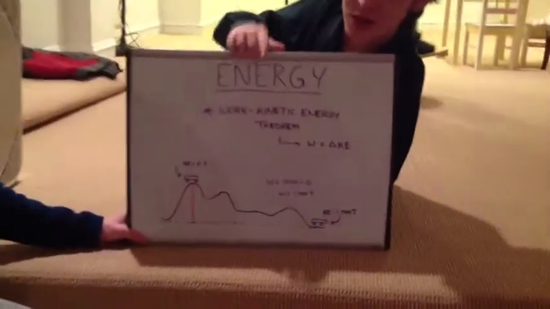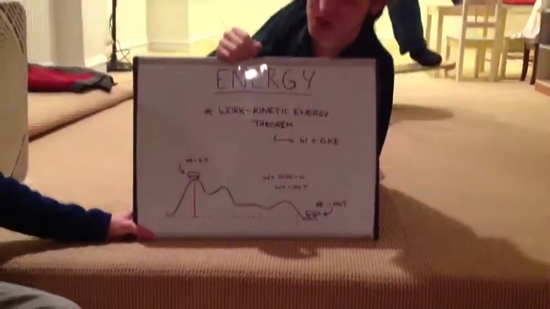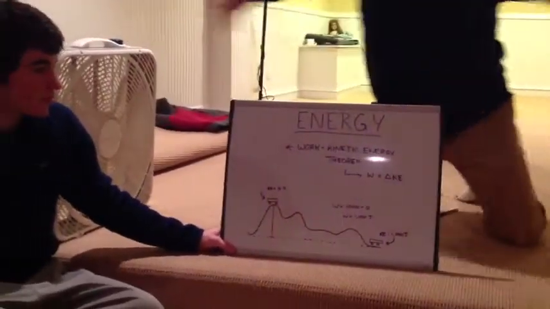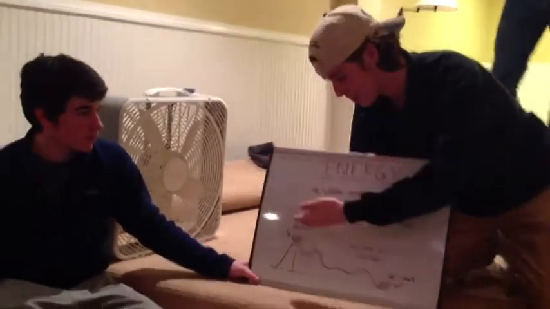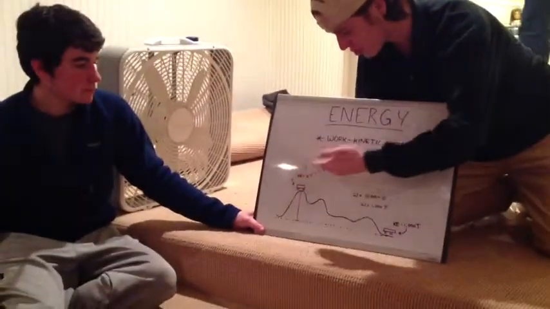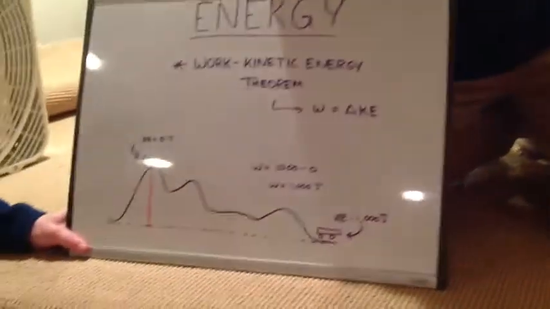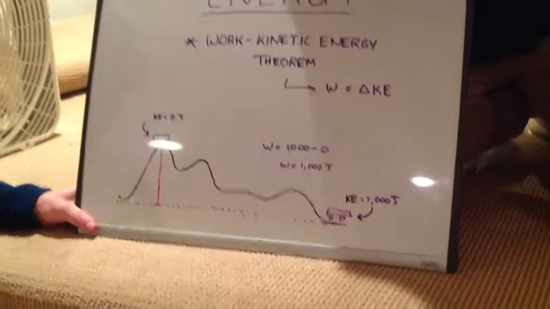So class, another way to think about work is through the work kinetic energy theorem. The work kinetic energy theorem states that work is equal to the change in kinetic energy. So, for example, with the roller coaster, at the top the kinetic energy is 0, and at the bottom the kinetic energy is 1,000. So there's a change of 1,000 joules of kinetic energy. Therefore, the work done is 1,000 joules.